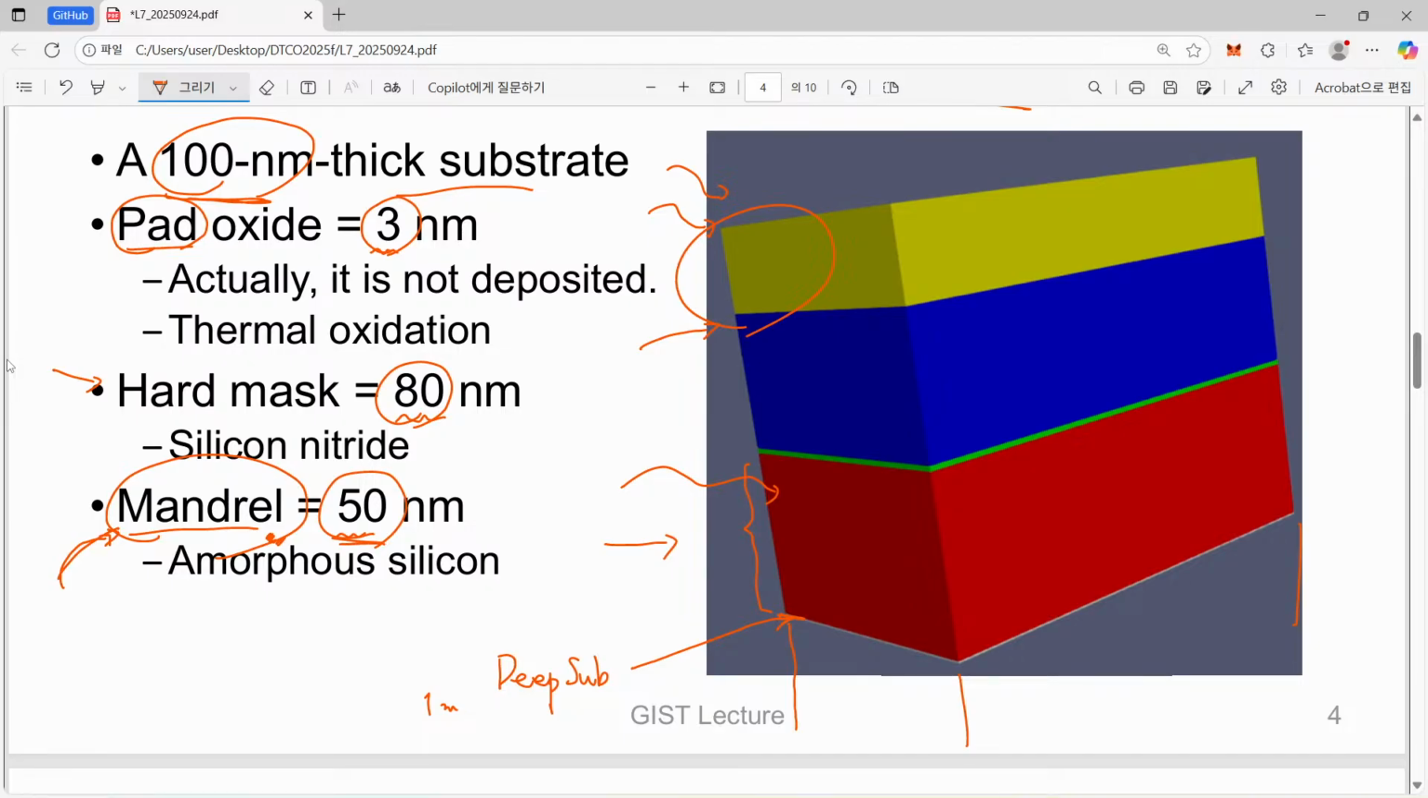But in this case, hard mask, which is typically made of silicon nitride, and mandrel, typically made of amorphous silicon, are really deposited. Deposited means that it's like snowing. So you have your ground and snowflakes come from the sky and it is deposited. So ground is not changed, and you have a certain thickness of new snow layer.